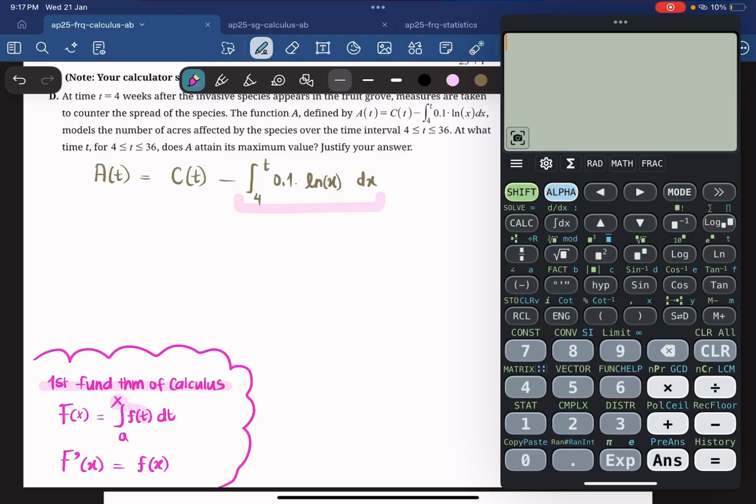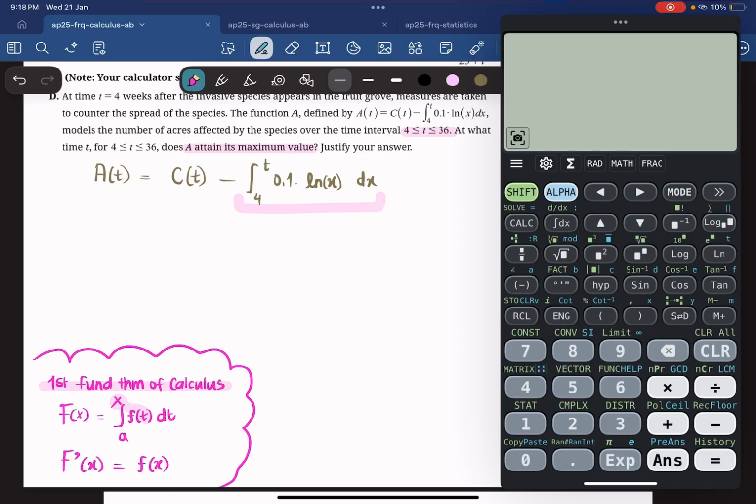And so over here, they gave us the function A of t, and they said it models the number of acres affected by the species over the time from 4 to 36. So the time t is now between 4 and 36. What's the question? At what time t between 4 and 36 does A attain its maximum value?